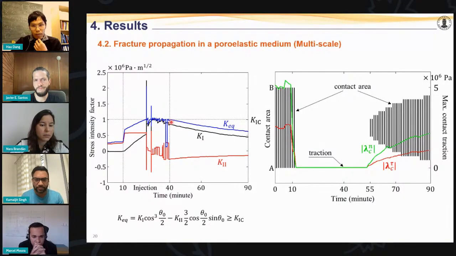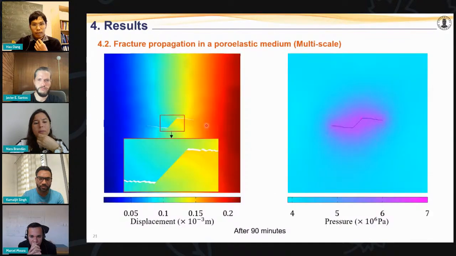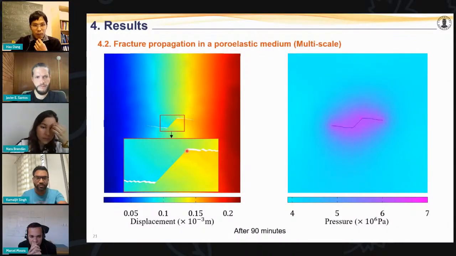When we stop the injection from here, the pre-existing fracture closes and the contact normal traction increases quickly, and the fracture stops propagating. The displacement and pore pressure fields after 90 minutes are shown here. So you can see the pre-existing fracture is in contact and slipping at this time.